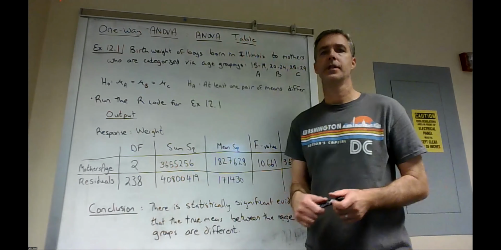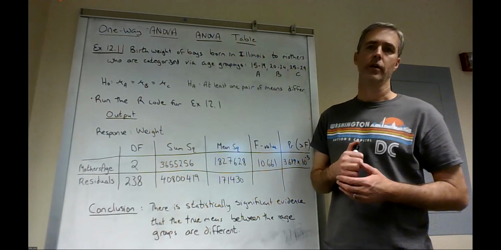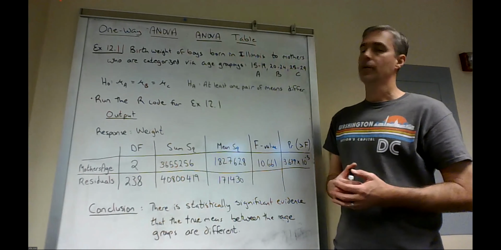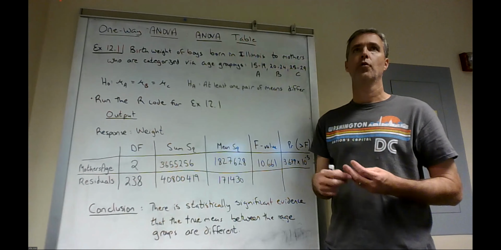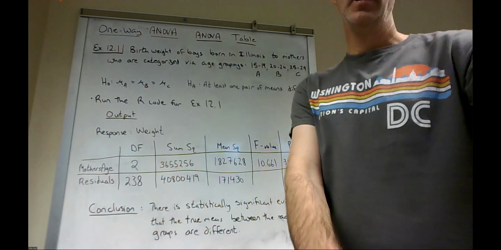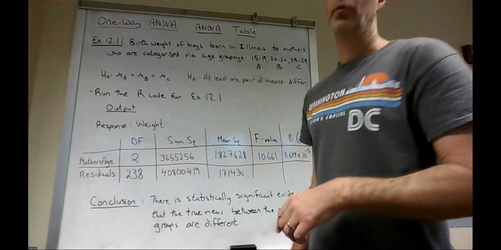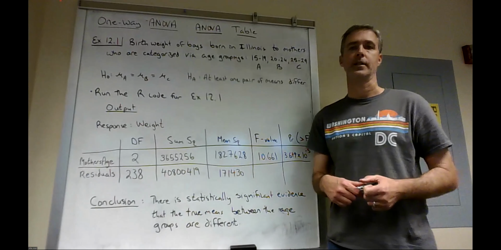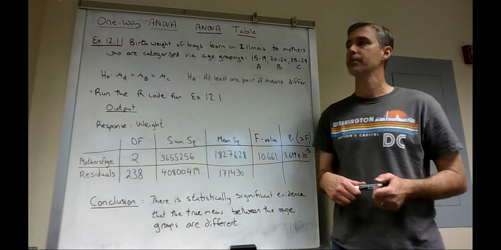All right, so this is the second and final video on one-way ANOVA for chapter 12. We're going to look at how R is going to tell us a lot of this information, okay? And we're going to do it through one example from the book, and then I have a bit of a canned example, more of the computations by hand, okay?